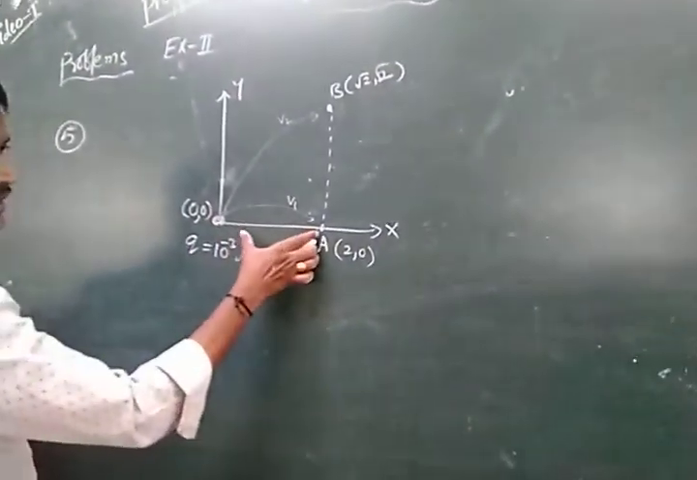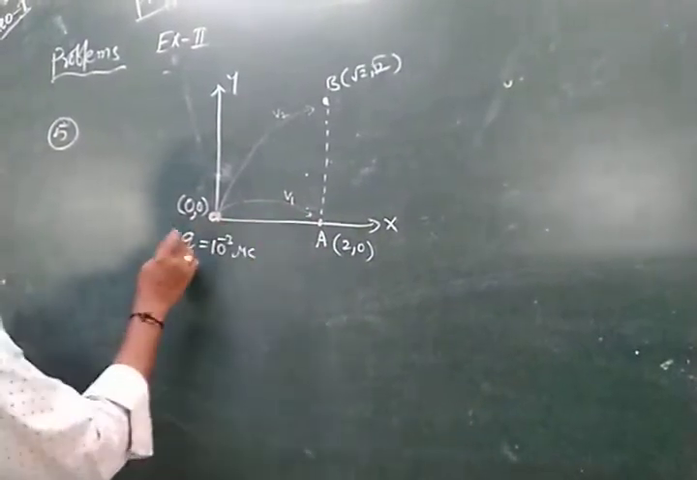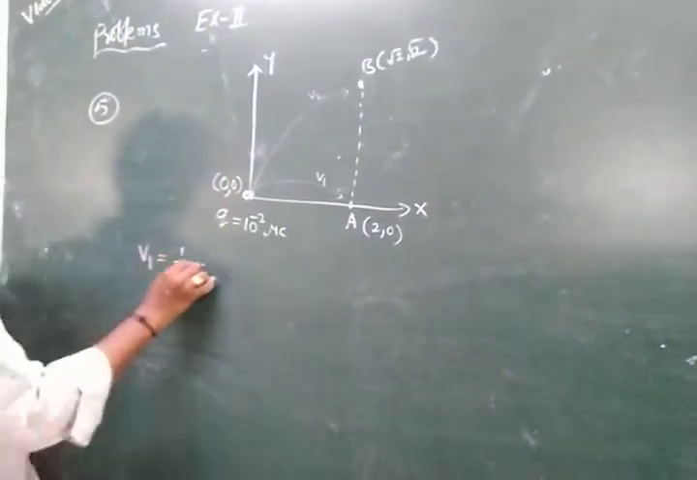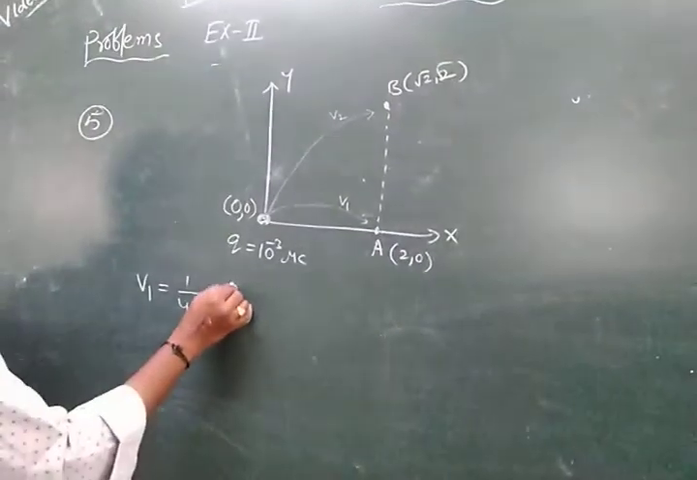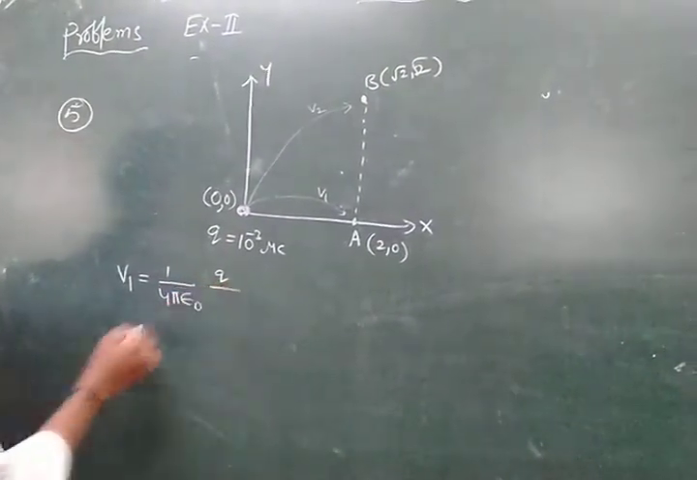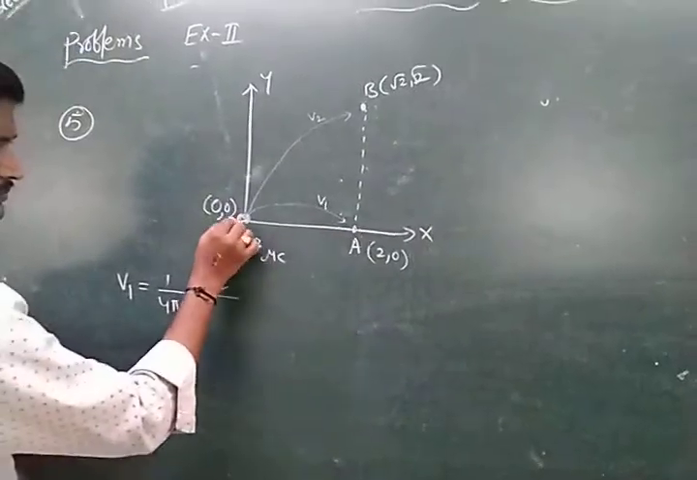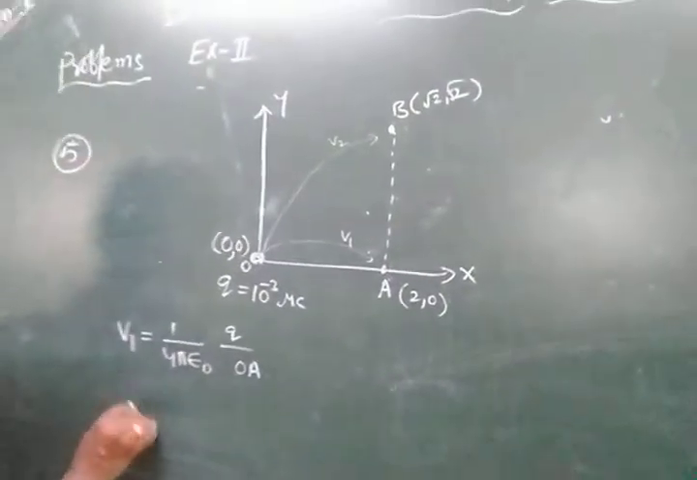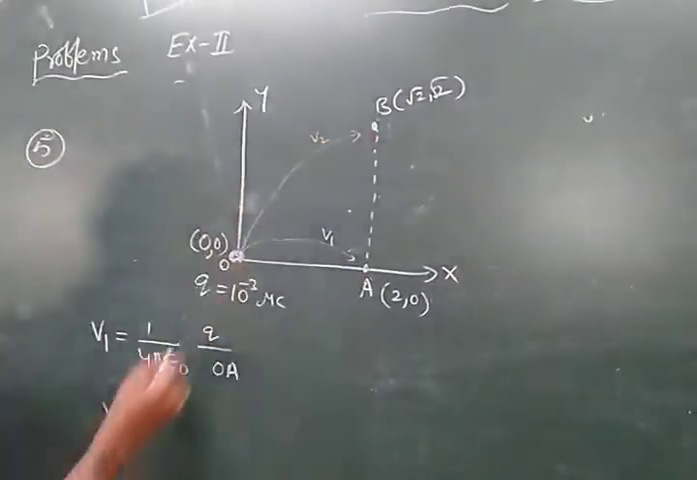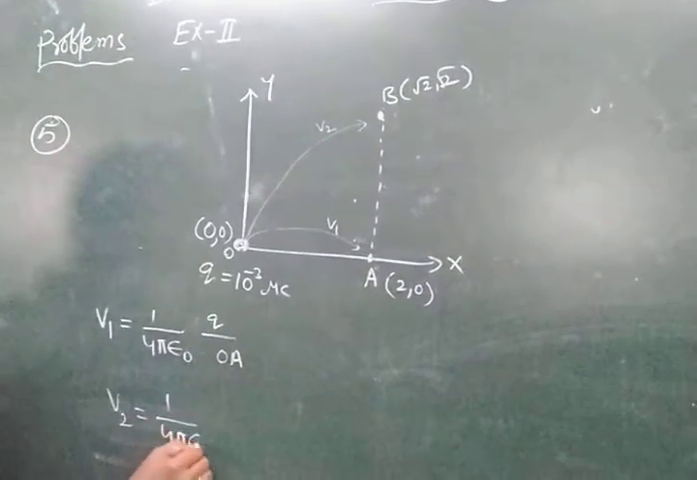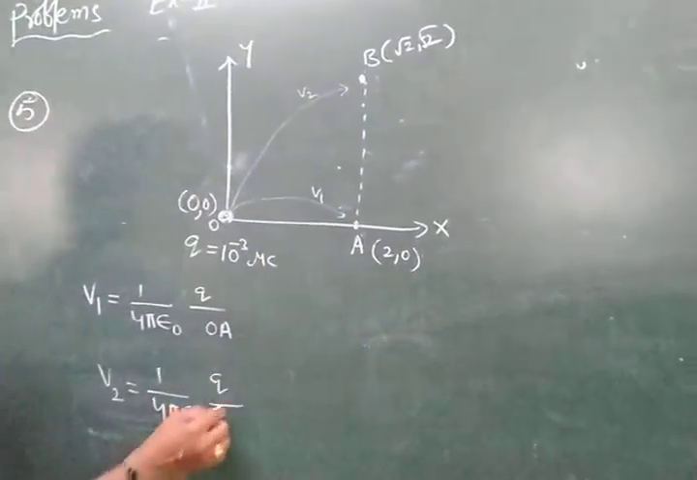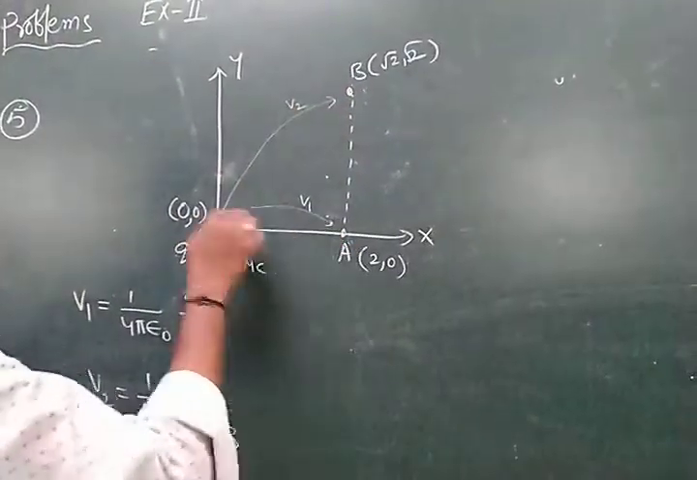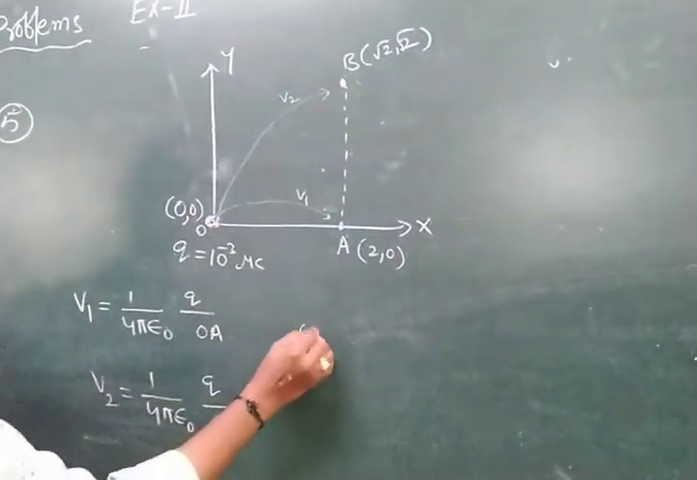So first, what is the distance between these 2 points? So first V1 is equal to 1 by 4 pi epsilon naught into Q by the distance. Distance between these 2 points, this is OA. Okay. Next, the potential at this point is equal to 1 by 4 pi epsilon naught Q by OB. OA, next OB. OA value we can measure.